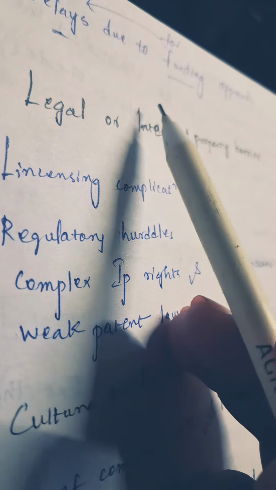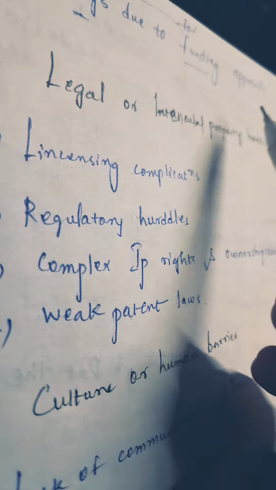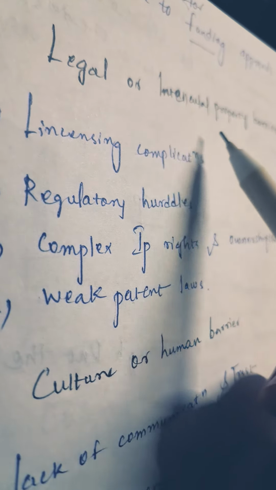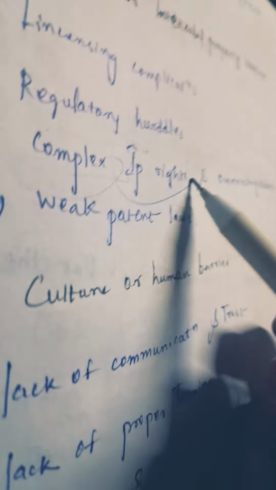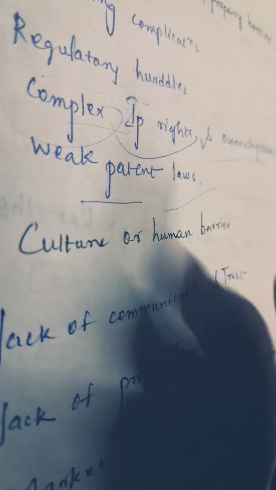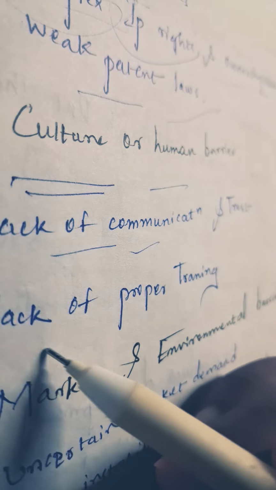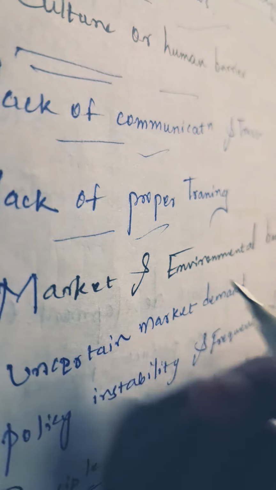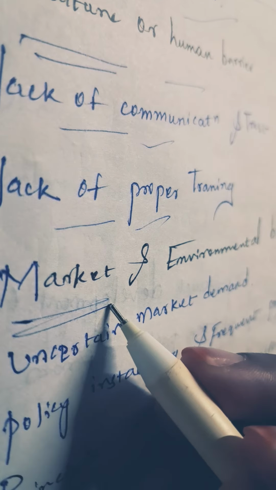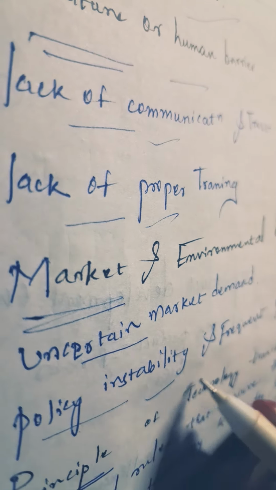Financial barriers are delays due to funding and approvals. Legal and intellectual property barriers include licensing complications, regulatory hurdles, complex IP rights, ownership issues, and weak patent laws. Cultural and human barriers include lack of communication, trust, and proper training; improper training may also be a reason. Market and environmental barriers include uncertain market demand and policy instability, such as frequent policy changes.